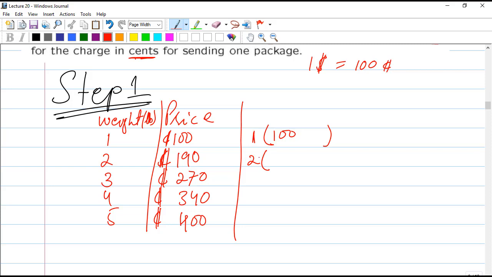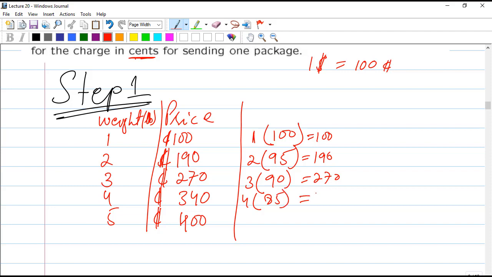So it is 2 into 95, so this is 100 and this is again 190, and say 3 into, then to obtain 270, it should be 90, 270, and similarly 4 it should be 85, which would be 340, and for the 5 it should be 80, it should be equal to 400.